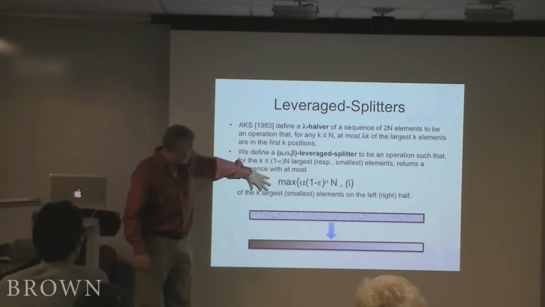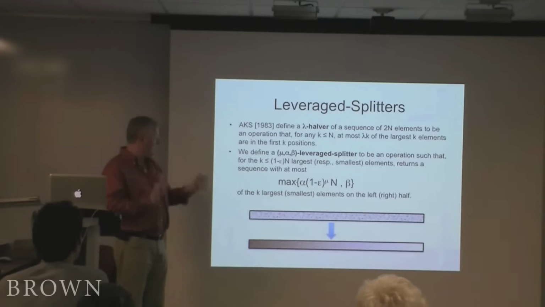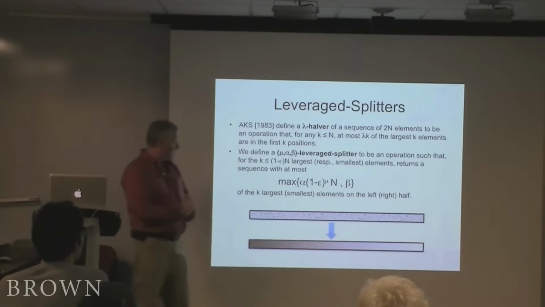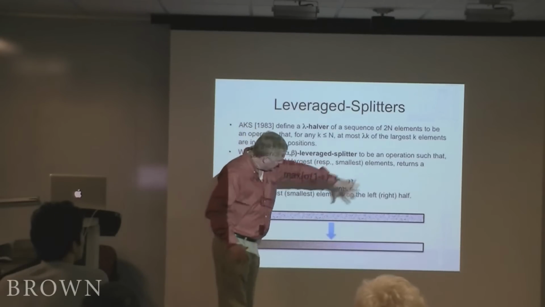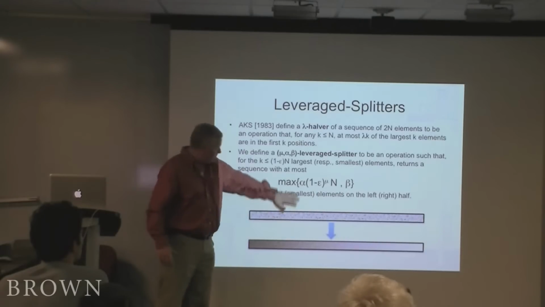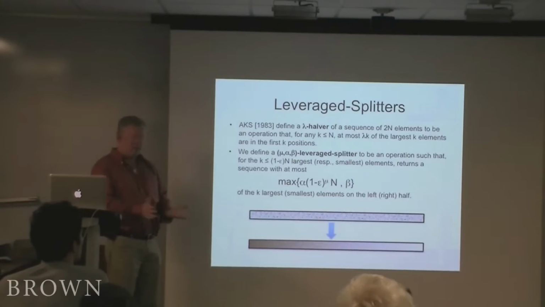So the number of the large elements ends up on the left. If you had a separation of large elements and small elements, K was the separation. You had K of those large guys, sprinkled out. After you do this leverage splitter, then at most this many of those large guys would be over on the left-hand side, where they do not belong.